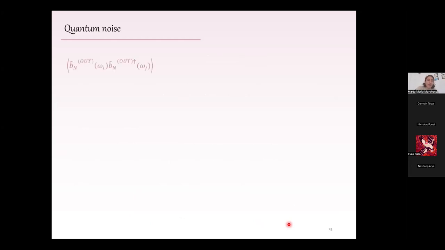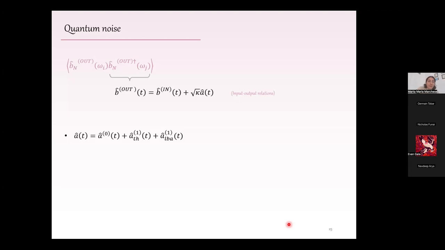And what we want to include is, of course, to write the output field by using the input-output relations. But in this case, we have the full solution of the equation of motion for the cavity field, the input field, and also the mechanical oscillator.